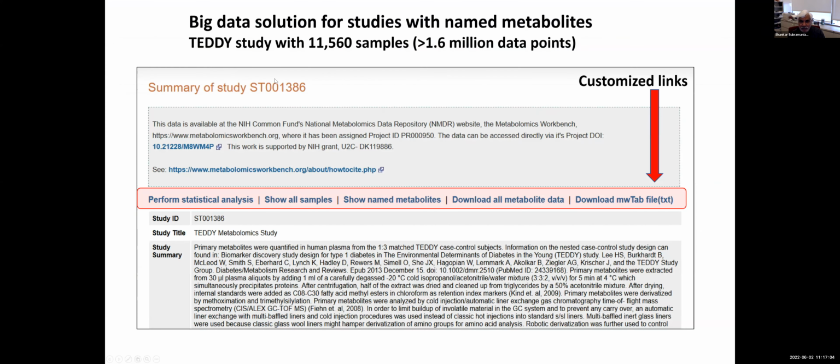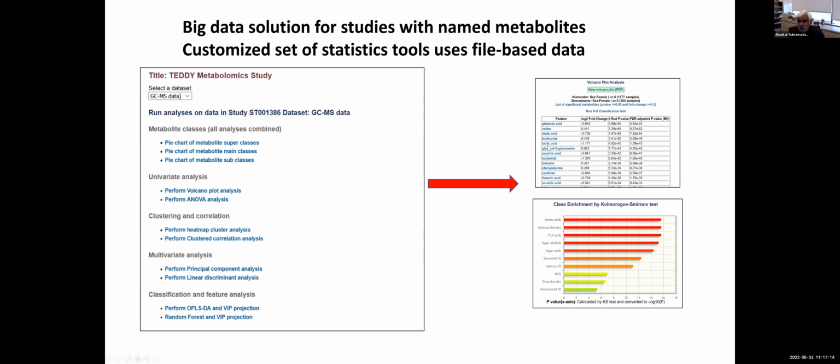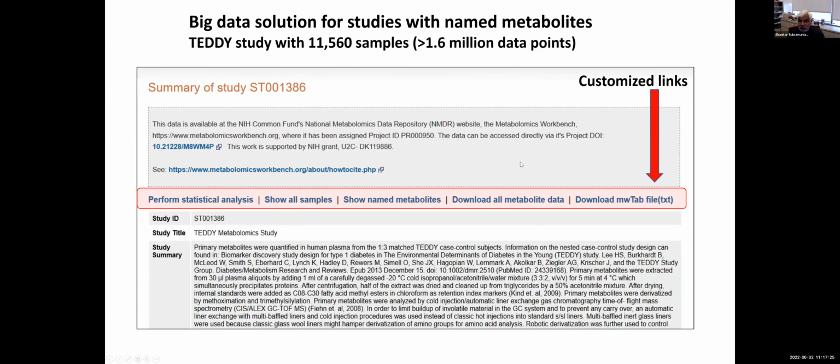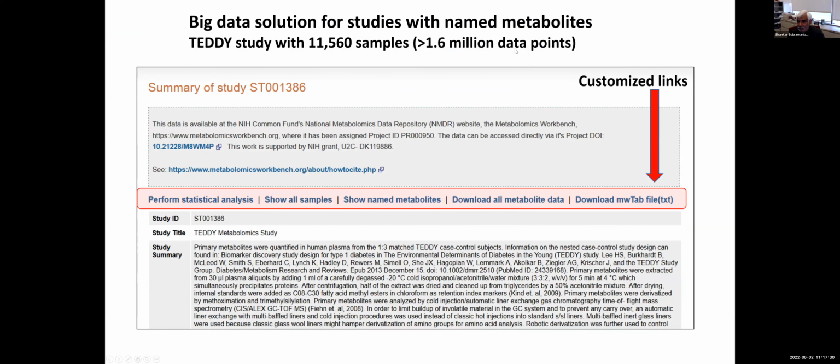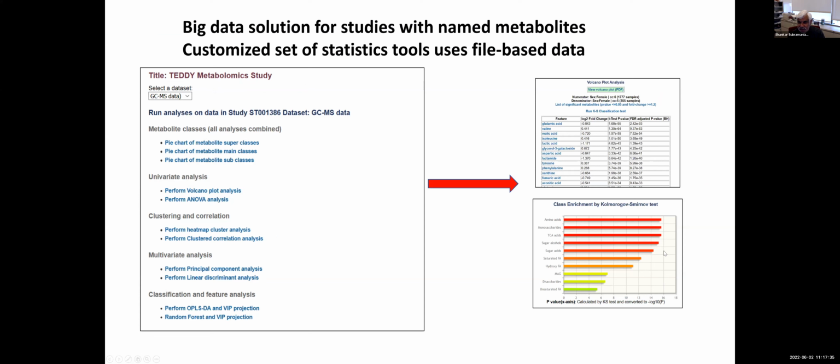And so here's an example. I'm going to download, for example, big data solutions. This is a TEDDY study with 11,560 samples. I want to download this MW tab file. I want to look at the distribution of metabolites in this TEDDY study. I can look at it, and I can look at the statistical significance of these values. Imagine, I'm not talking about a small set. I'm talking about 11,560 samples with 1.6 million data points. And we can look at the distribution trivially in terms of what the distribution looks like. And you can dive into more details in terms of depth.